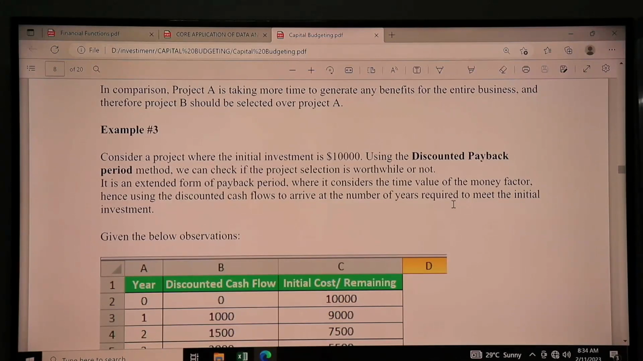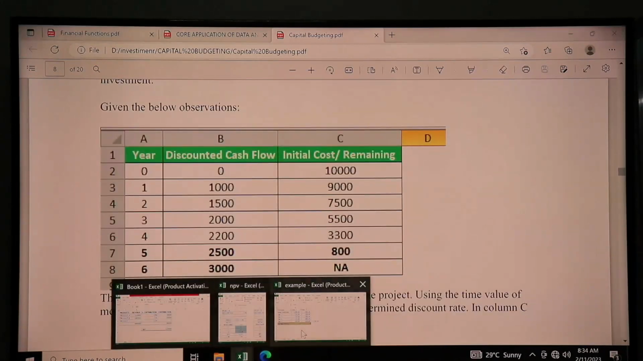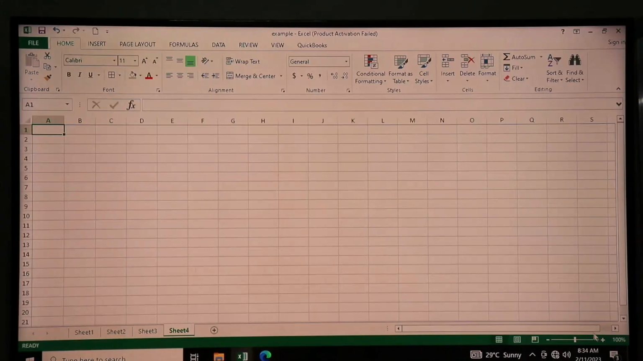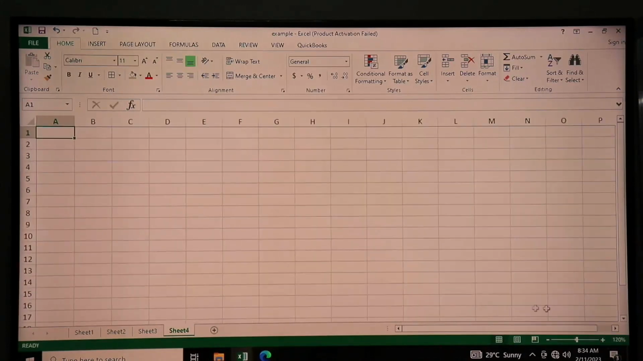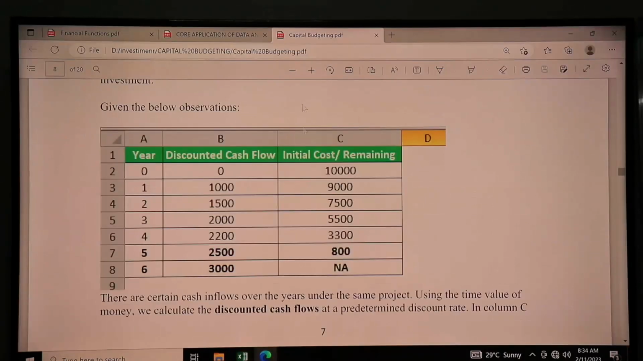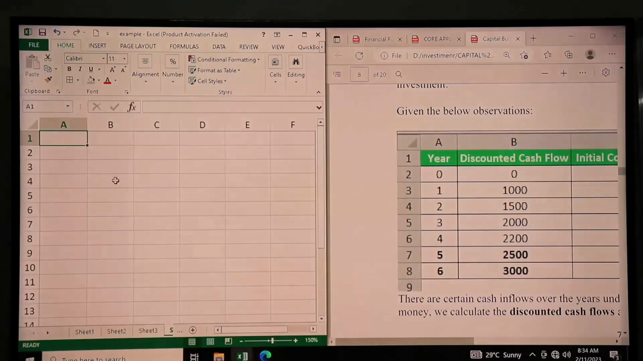The project life is expected to take 6 years. This is our project here. It was expected to take 6 years. So we can have these values here. I don't have these worksheets, so the only way we can do it is to type them. I want us to have this same worksheet.